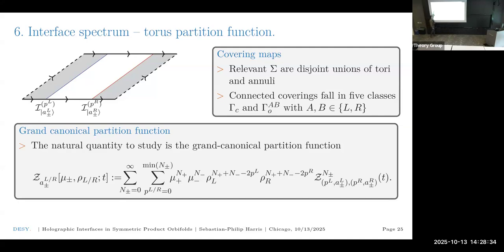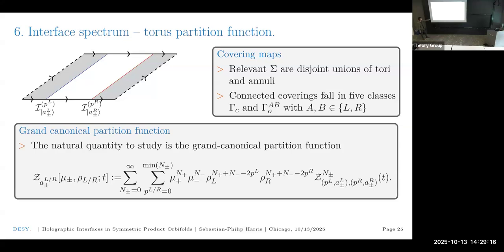Maybe I should also say that, in this way, we split the torus into 2 regions, and in this gray region I put the symmetric orbifold with n minus, and in this white region I put the symmetric orbifold with n plus. So you have these 5 types of covering maps, and again, you could write down a similar formula like the nasty fixed n formula I've shown you for the pure torus partition function without interfaces. But in this case, it gets even worse because you have additional complications from this p left and p right. So I'm not going to do this.